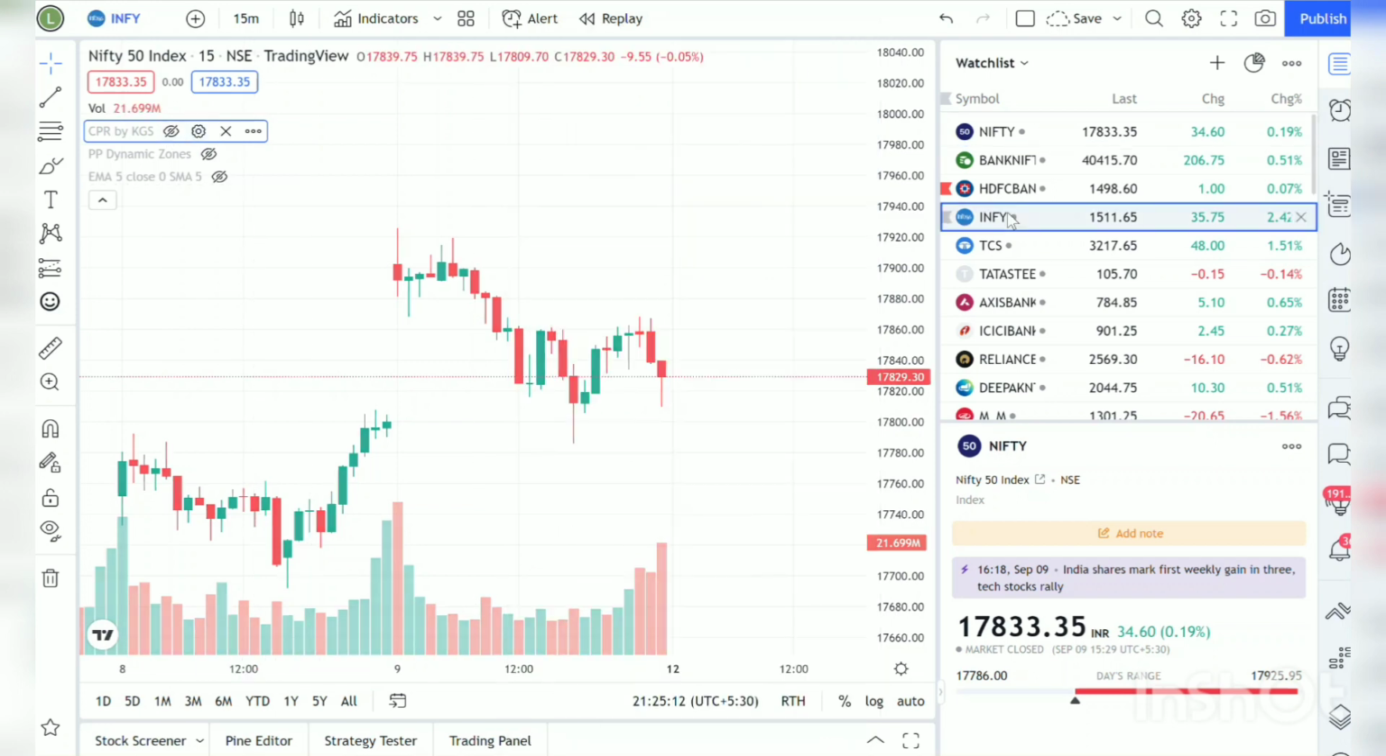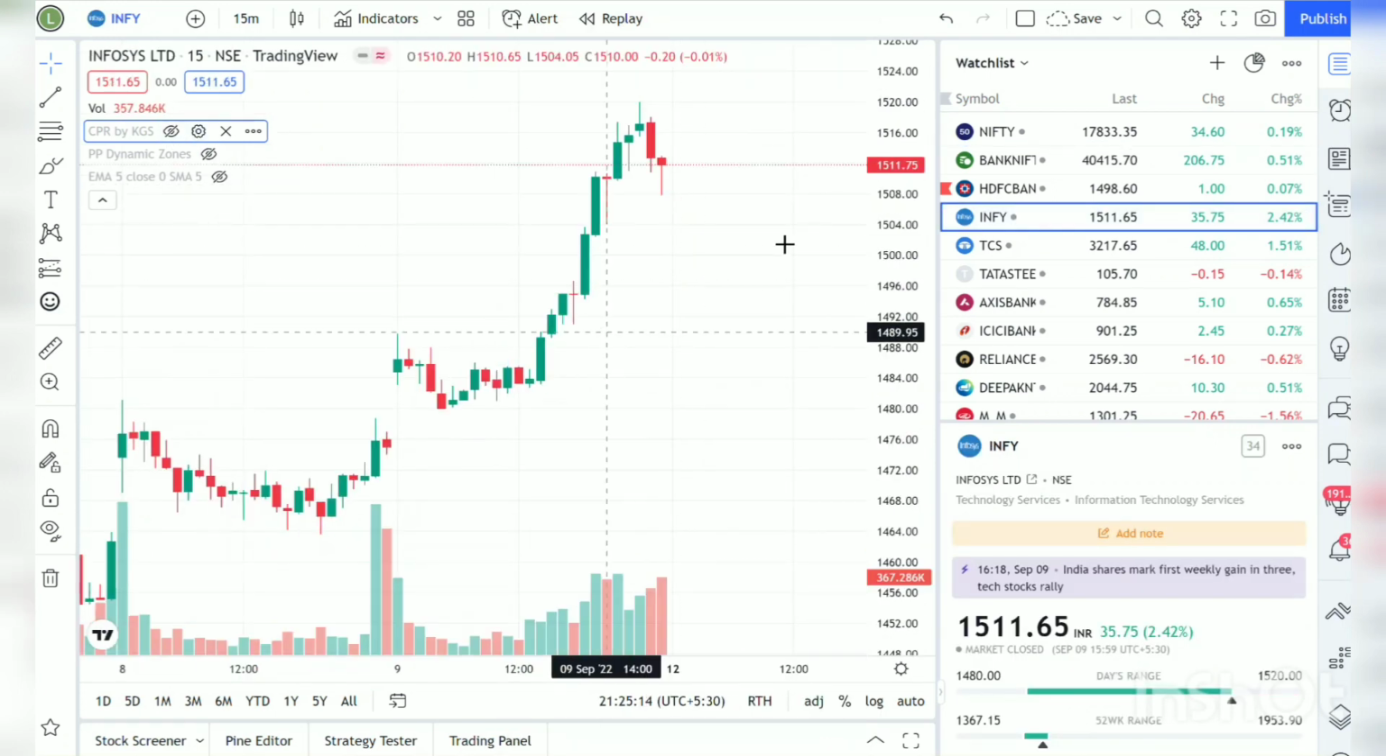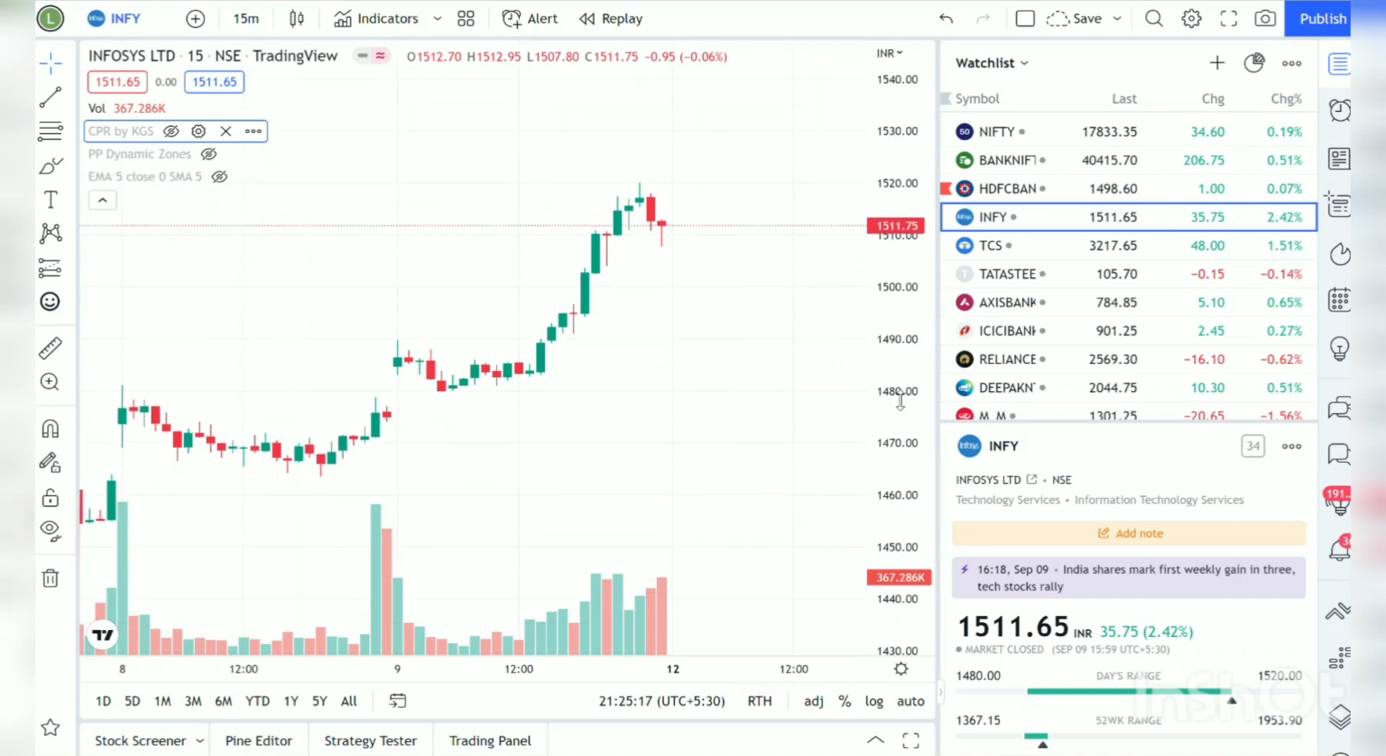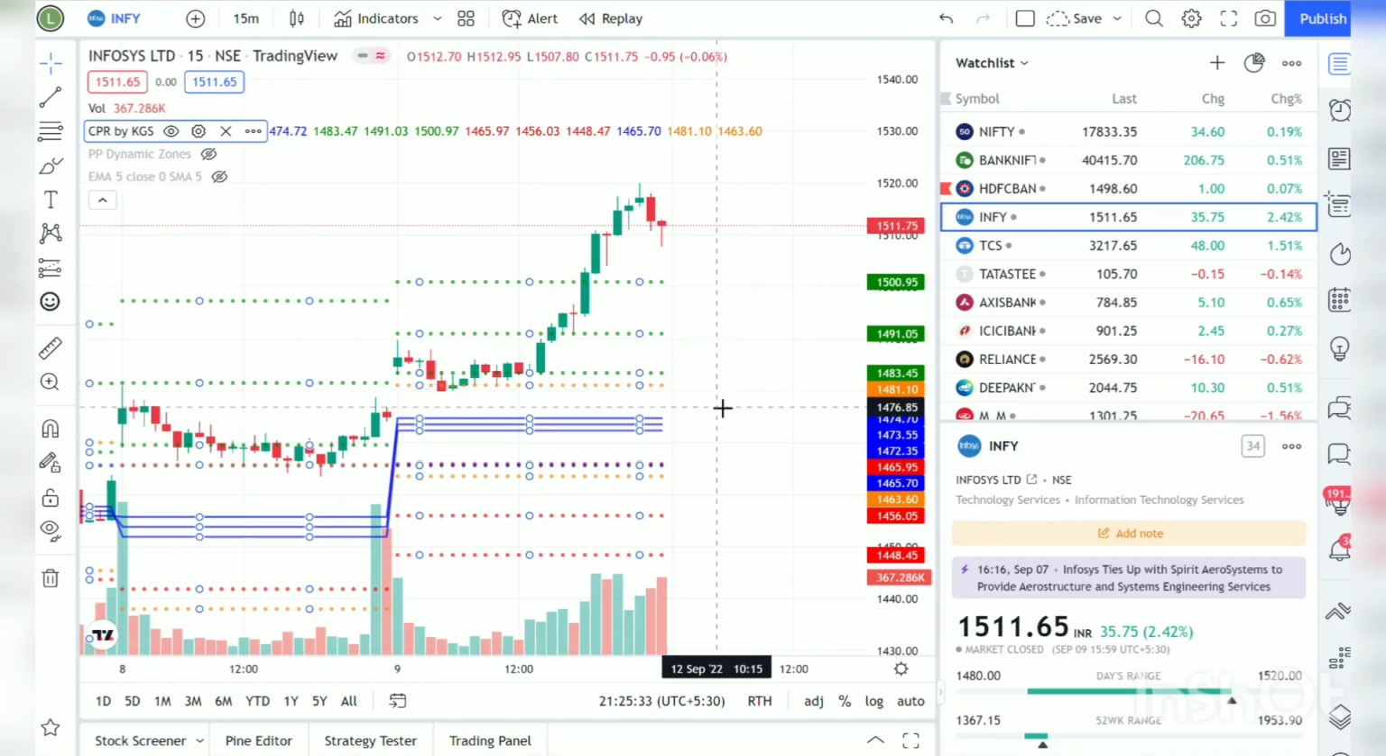And for Infosys, so this is the Infosys chart. Let's look at how it is working for Friday's scenario. Friday, that is I believe 9th of September. Okay, 9th of September, how it works. So let me enable it. Right now I have disabled it, so I'm clicking on show. So it will show me something like this.